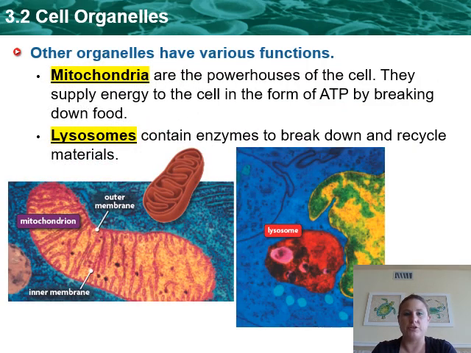Then we have the mitochondria, and the mitochondria are the powerhouses of the cell. They actually supply all the energy to the cell in this chemical called ATP. And so when food gets broken down, they make ATP, which supplies the cell with energy. Remember that mitochondria are the powerhouses. They supply all the energy for the cells.